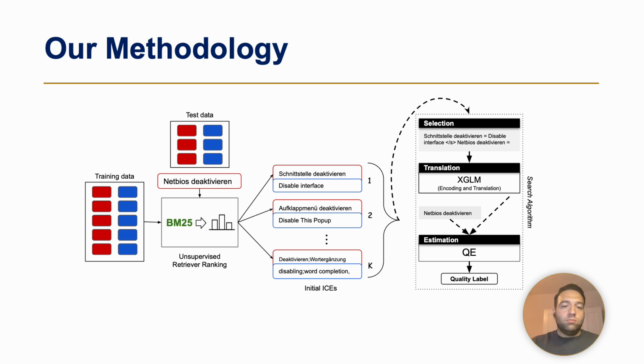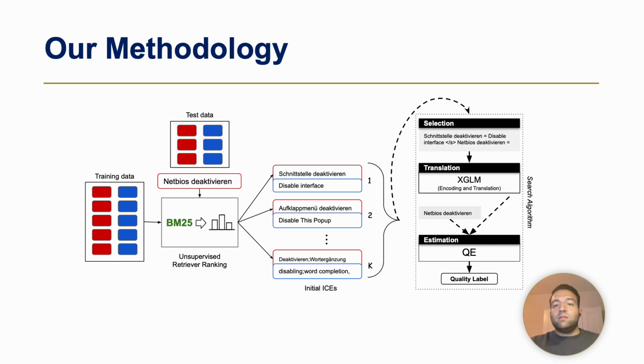In phase number two, translation, the selected example is translated by the model. In phase three, estimation, we use a domain-specific quality estimation model to evaluate the quality of the translation by comparing it to the original source text.